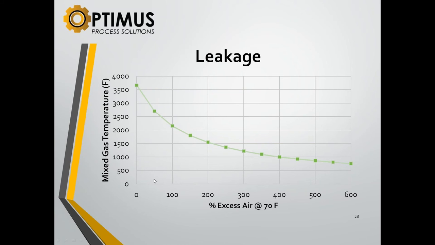So that can cause a heavy burden on the system, and you can lose 10 or 15% just on leakage. This is a graph showing combustion, and it fits into that leakage thing, but you take a standard combustion to be at about 3600 degrees, and this is excess air of combustion. So if you get to say 50 points of excess air, you've already dropped your temperature 2700 degrees.